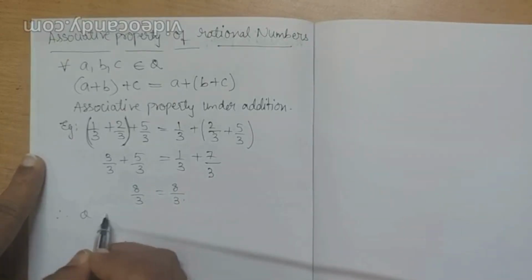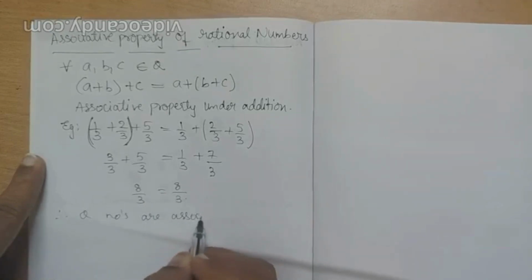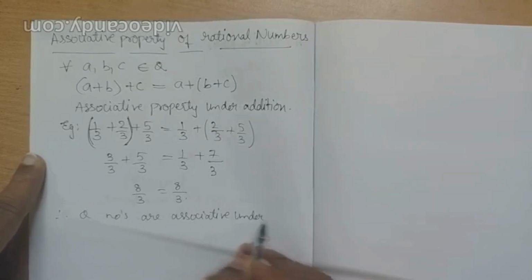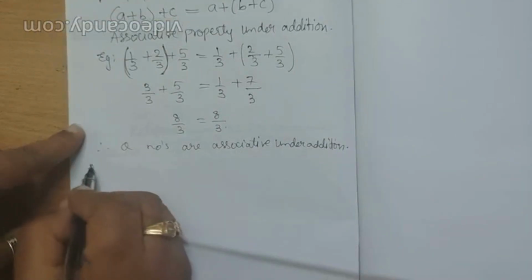Therefore, rational numbers are associative under addition. Now multiplication.